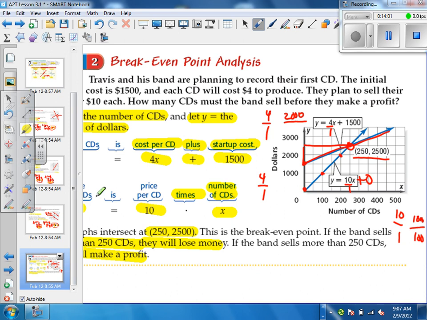And that's the lesson. Make sure you use graph paper when you're doing your assignment to find your intersection points.